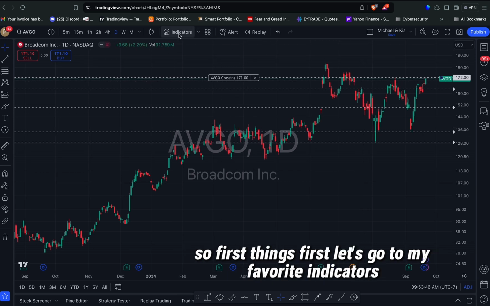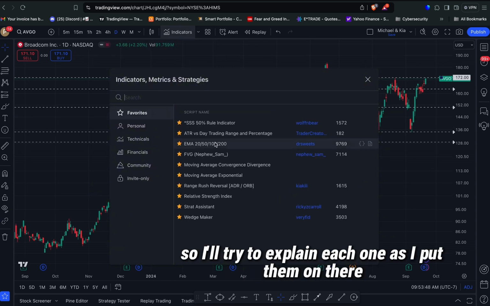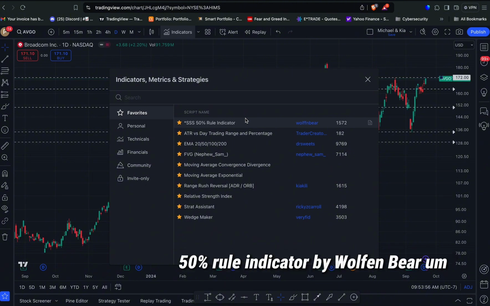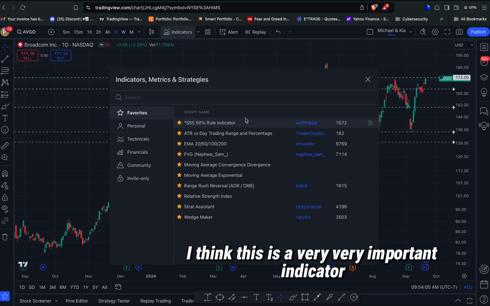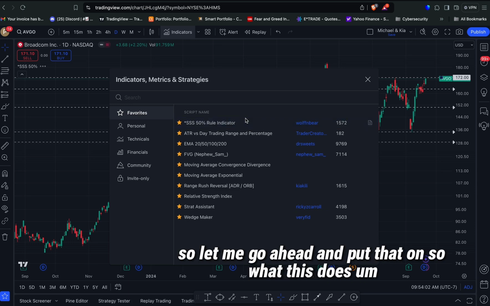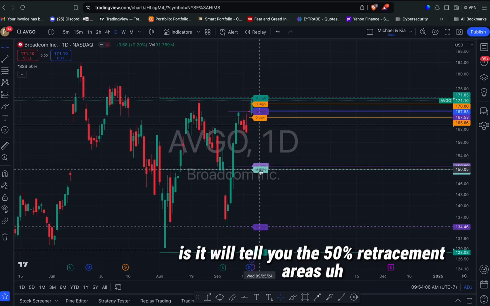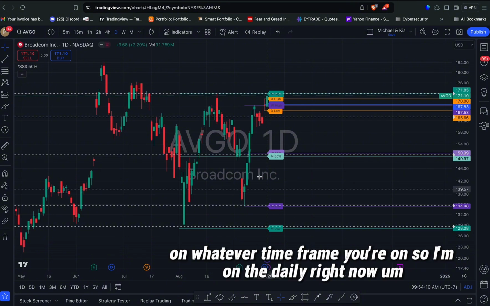So first things first, let's go to my favorite indicators. I'll try to explain each one as I put them on there, just so you guys have perspective. One of my favorite indicators is the SSS 50% rule indicator by Wolf and Bear. I think this is a very important indicator, so let me go ahead and put that on. What this does is it will tell you the 50% retracement areas on whatever time frame you're on.